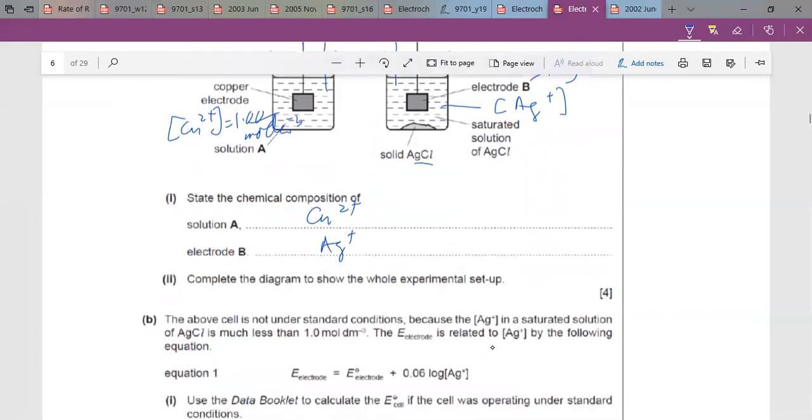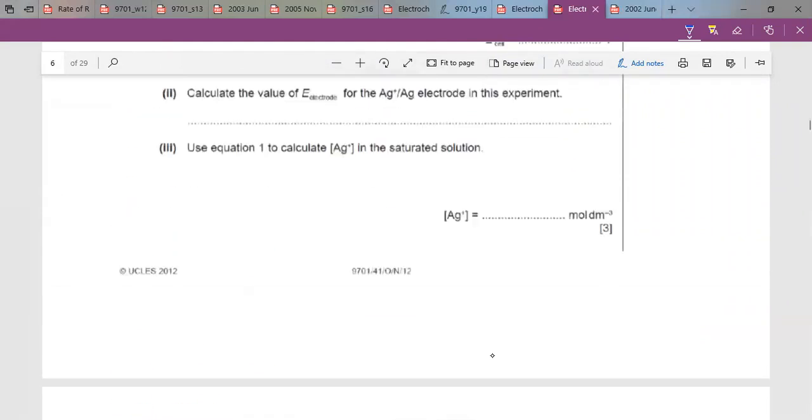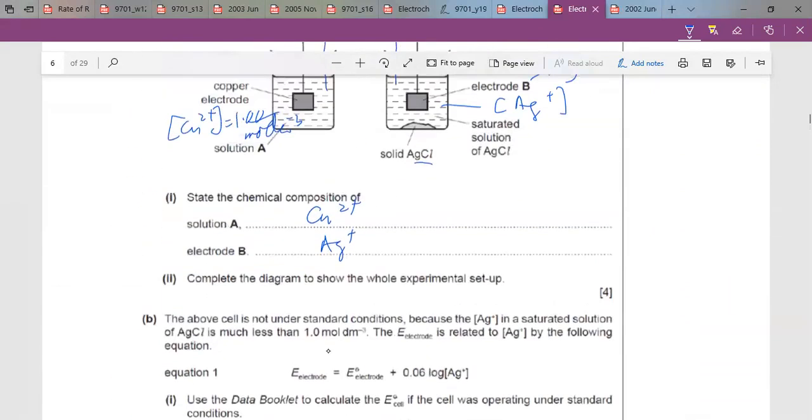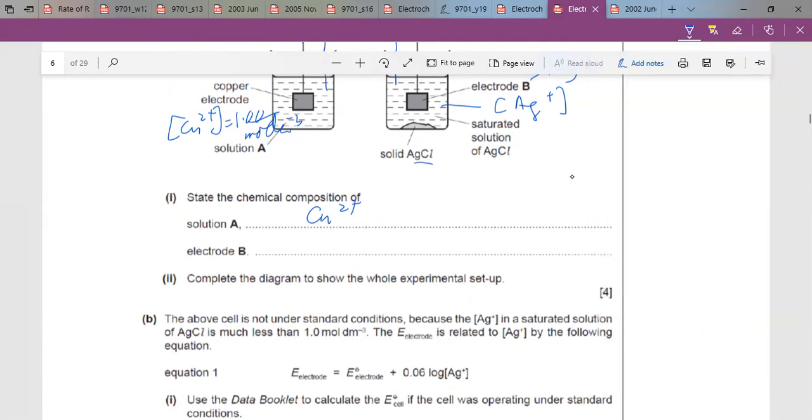Okay, complete the diagram. 2 marks, 4 marks. I can see the marking scheme I put down here. Copper sulfate is on here. You want copper sulfate, so give it. Oh, electrode B. Yeah, I didn't read. So here, copper sulfate. Okay, so what's the silver?